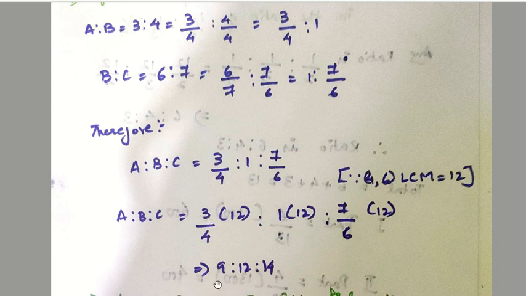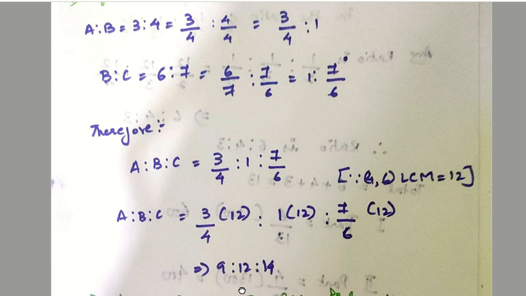So 4 3s are 12, so 3 into 3, 9. So 1 divided by 1. You don't have a denominator, so it is assumed that it is divided by 1. So 1 into 12, 12. 7 by 6 into 12: how many times 6 goes in 12? 6 2s are 12. So 7 into 2, 14. So 9 is to 12 is to 14 is your answer.